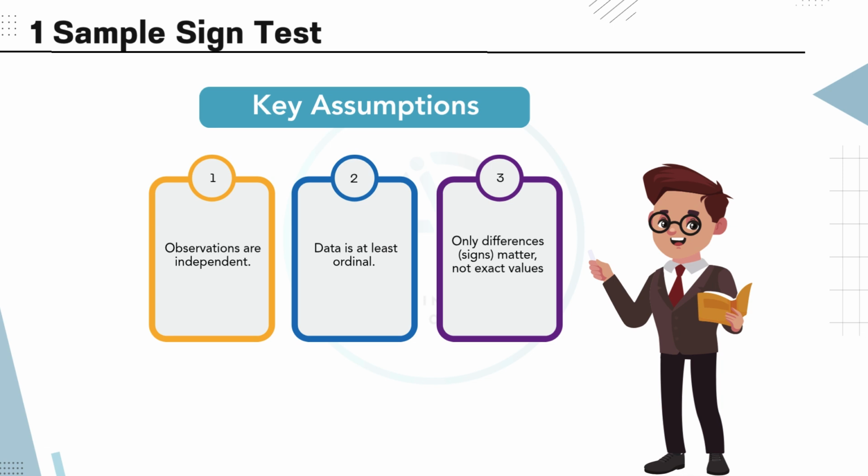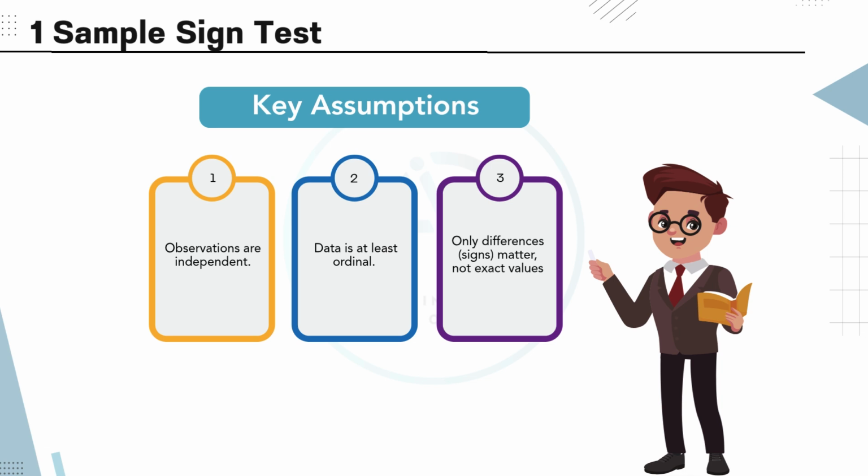2. Data is at least ordinal. The sign test does not require normal distribution, but the data must be at least ordinal, meaning the values can be ranked in order. For instance, satisfaction levels or rating scales are acceptable because they represent ranked data.